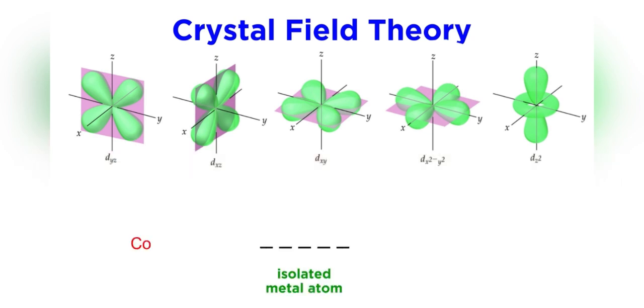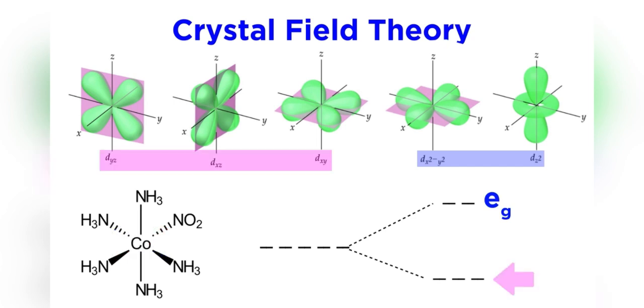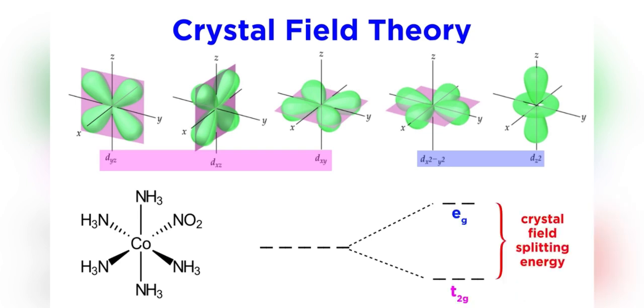For this reason, whereas for an isolated metal atom the d orbitals all have the same energy, in an octahedral complex these two orbitals we mentioned have a higher energy as they point in the direction of ligands, and we refer to them as the Eg orbitals, while the other three are the T2g orbitals, which point in between ligands. The difference in energy between these two sets of orbitals is called the crystal field splitting energy.